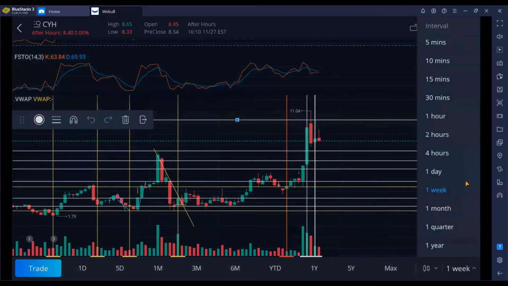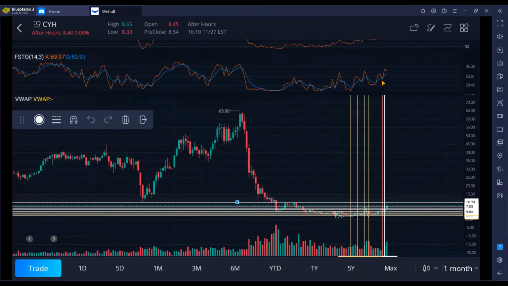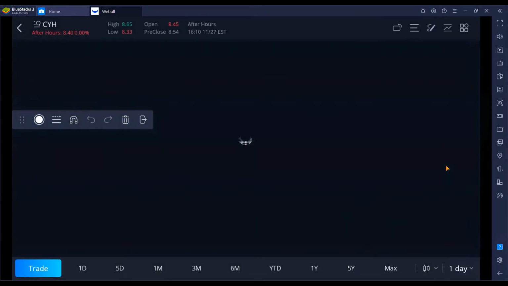If you go to monthly, let me show you monthly. You see where monthly is at? It came down, K testing D. Guess what weekly did? It just pretty much recovered. And that's what it did. It recovered and it bounced. So let me go back to daily.